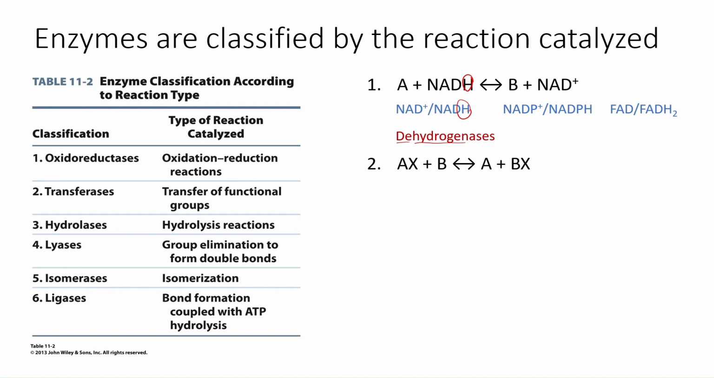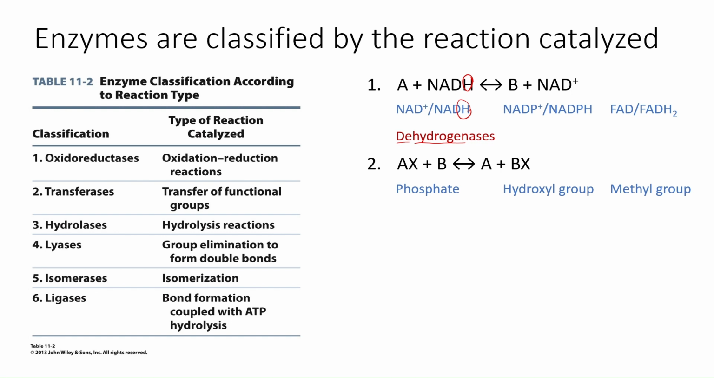And that second classification of enzymes are called transferases. What transferases do is they transfer functional groups. We see that example here in reaction number 2. X is that functional group that's getting transferred from A to B. On the left we have our reactants: A is attached to X, and we also have B. And then the products, we have A by itself because X has been transferred over to B. So our products are A plus BX.